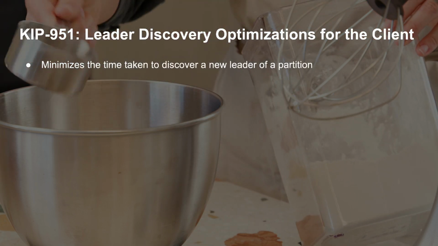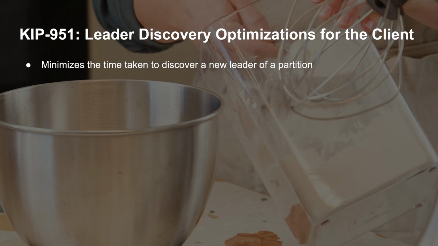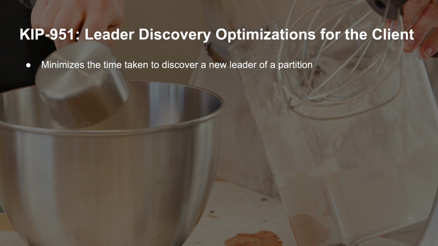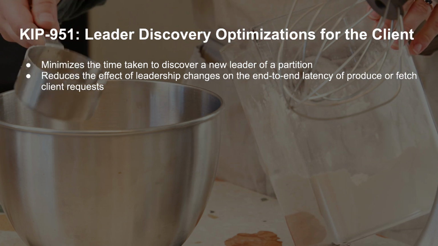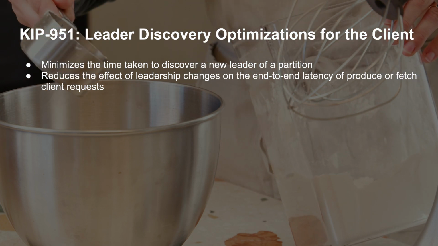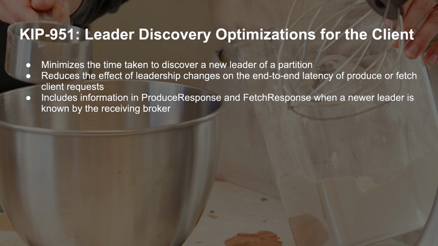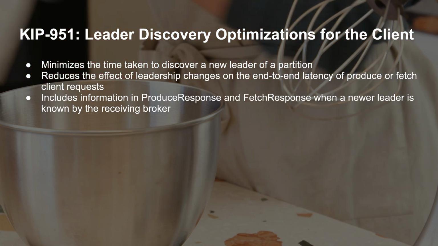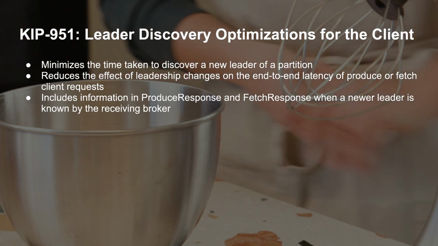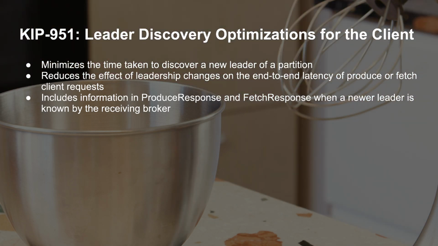Also in Kafka Core updates is KIP 9.5.1. When the leader of a partition changes for any reason, such as a cluster role, leader election, or reassignments, the time it takes to discover this leader can significantly increase the latency of produce or fetch requests. KIP 9.5.1 optimizes this process by including the updated partition leader information in the produce or fetch response object, reducing the time it takes for this metadata to reach the client.